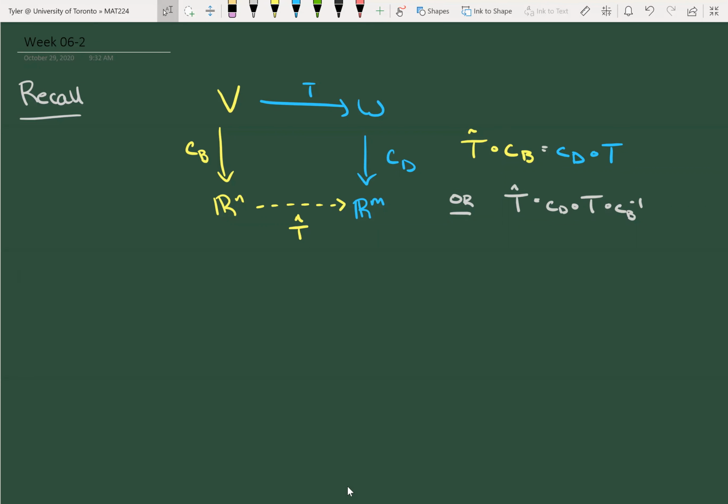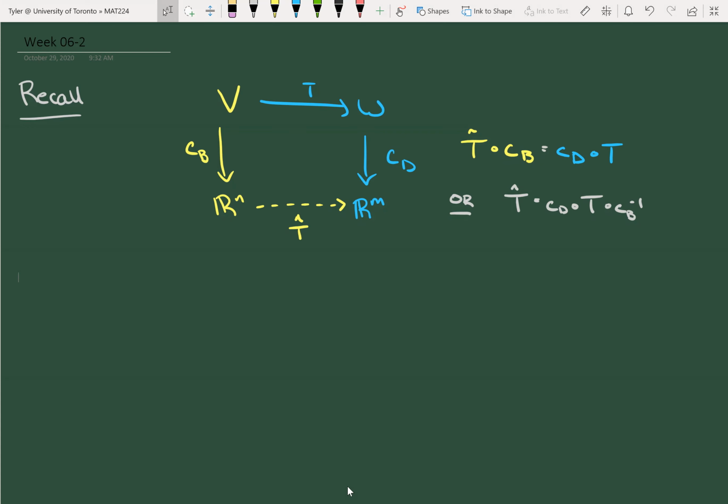Okay, so we had this commutative square. It says if we have V and W, which are vector spaces, and we place a basis on both of them. So we put a basis B on V and a basis D on W, and we have a linear transformation between them. So we have these coordinate maps, CB and CD. These are the vertical arrows, the ones that are pointing downwards here. And we know that these are isomorphisms.